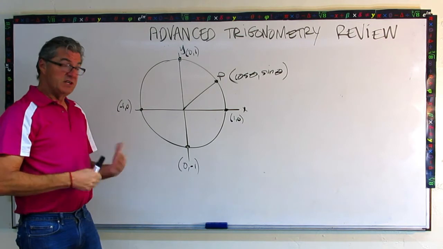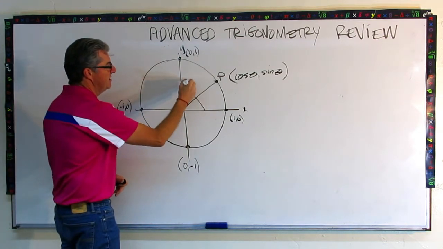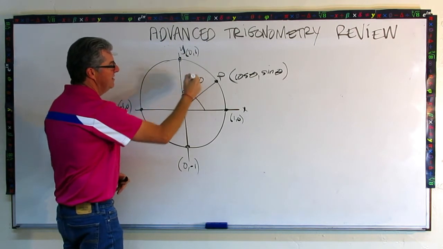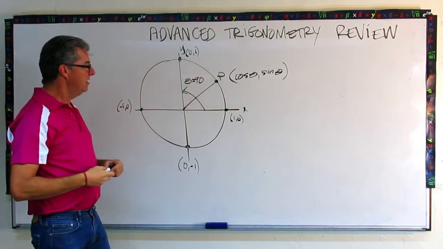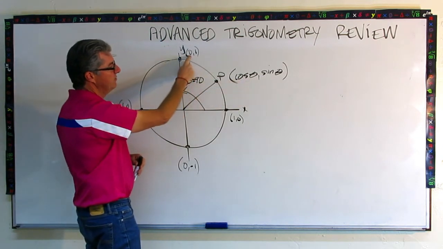So if you were to take the degrees for this, remember this is 90 degrees right there, theta equals 90, and put that in your calculator, you're going to get cosine 90 is going to be the x-coordinate, which is going to be 0.